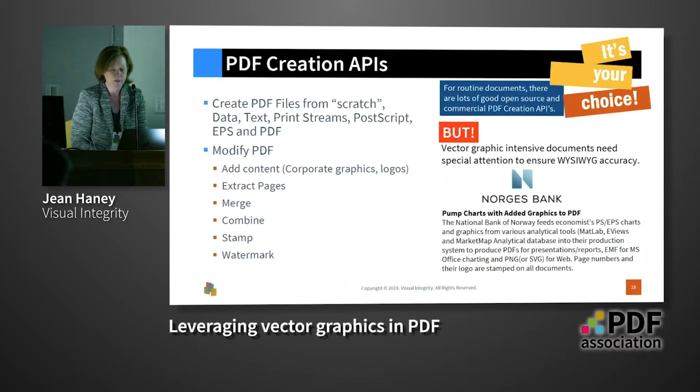The example I want to tell you about here is the National Bank of Norway. They feed their economists' PS, PDF, and EPS charts and graphics from various analytical tools that they use into their production system to produce PDFs for their presentations and reports, EMF for MS Office charting, and PNG or SVG for the web. So they're basically creating a graphics brokering system where they can convert and then send off graphics to multiple different systems to be used, kind of like we started out with the World Wildlife logo.